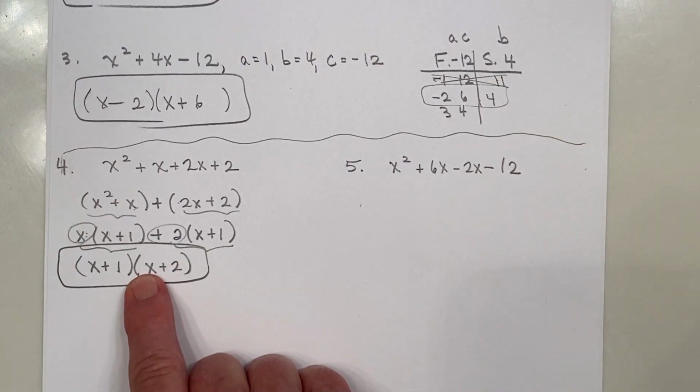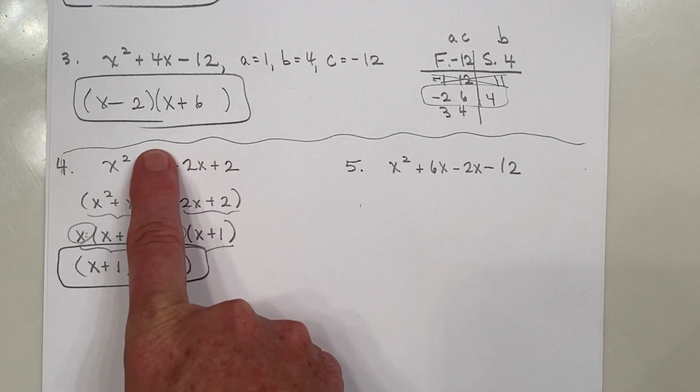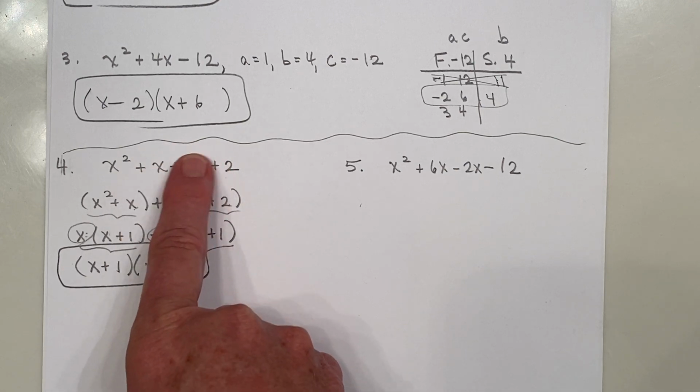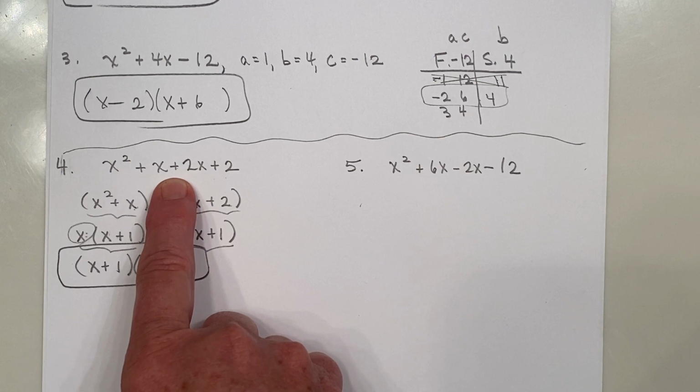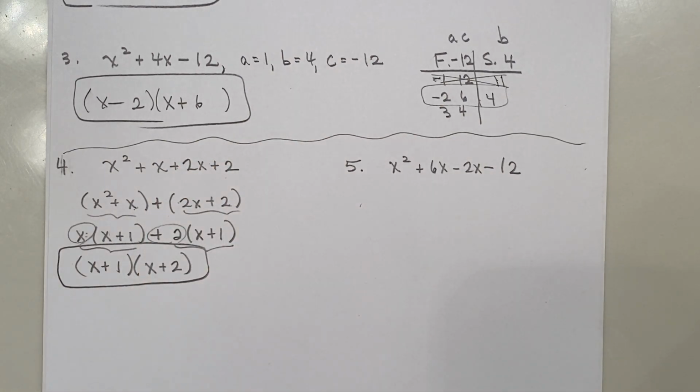And you could FOIL to check that you are going to end back up with this expression. This was a little weird because you might have noticed, hey, I could have collected those first. And yeah, you probably could have. And made it a quadratic trinomial by putting these two terms together and then factoring it like we did in the previous 3 problems.